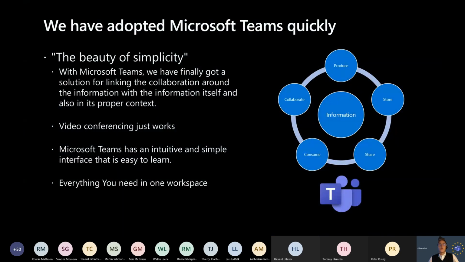First of all, why do we use Microsoft Teams and when? Most of us use Microsoft Teams daily to produce, store, share, consume information, and to collaborate with and around it. We have adopted Microsoft Teams so quickly because of the beauty of simplicity. With Teams, we finally got a solution for linking the collaboration around the information with information itself, and also in its proper context.